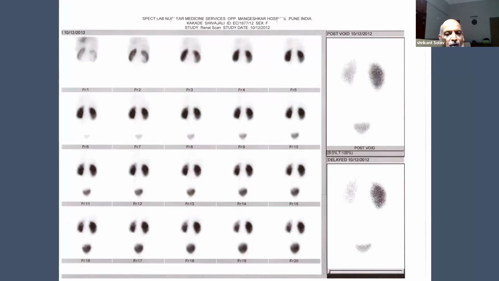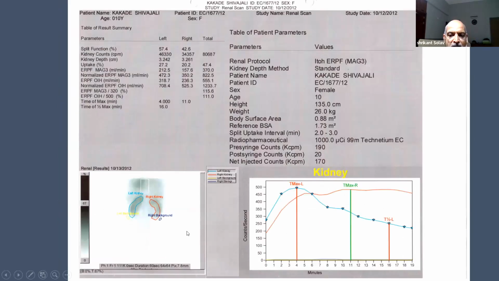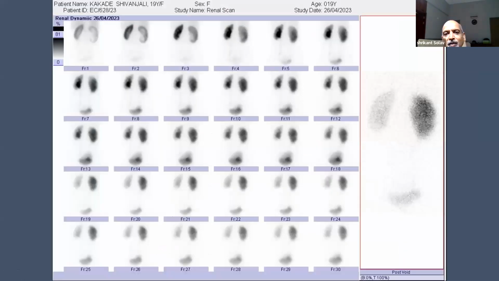Then the patient came back in 2012, after the 2010. Once again, the same pattern, obstructed system pattern on the right side. But once again, we said no deterioration in function, satisfactorily functioning hydronephrotic right kidney, close follow-up. That was 2012. Because the function was preserved post-pyeloplasty, we said just be cautious, do not haste into intervention. After this, for almost 10 years, the patient disappeared.